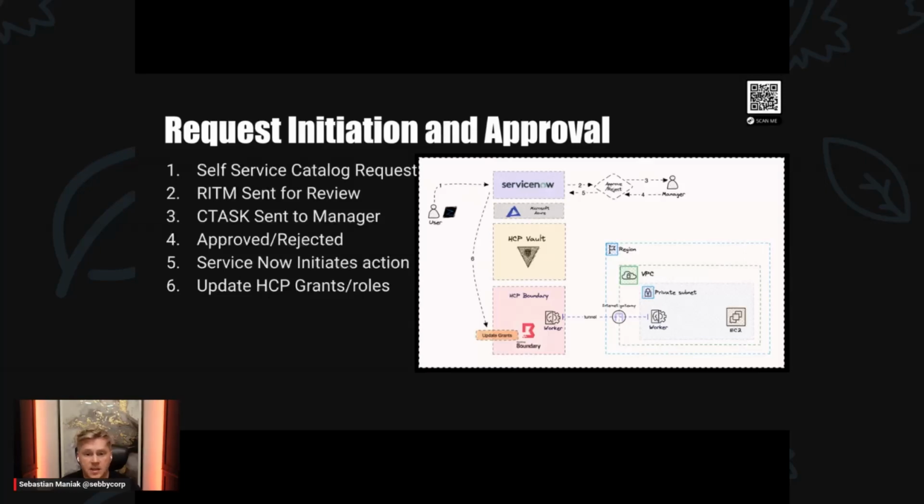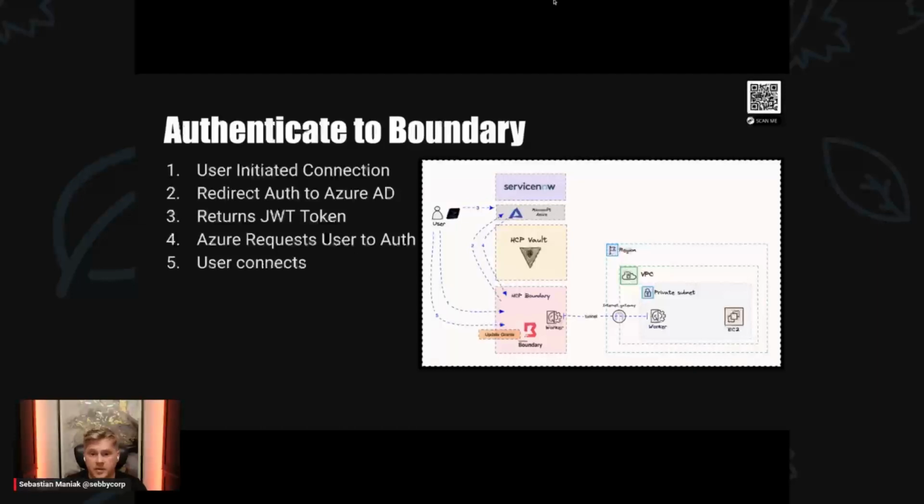Once that C-task is sent, it's approved, rejected, whatever the initial outcome is. Then ServiceNow and the MID servers make a call to our HCP Boundary. And ServiceNow is going to make Boundary grant us access for that specific user. Once that initial request is approved, then the user can authenticate to Boundary. They're going to connect to Boundary.